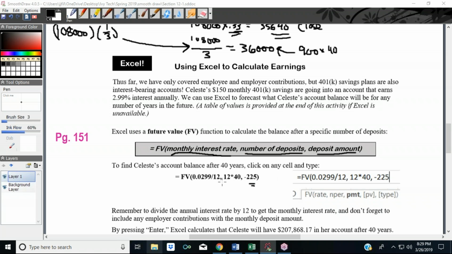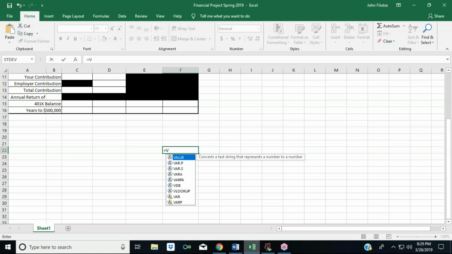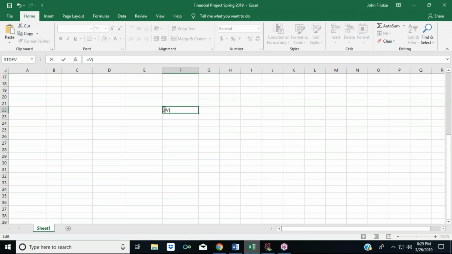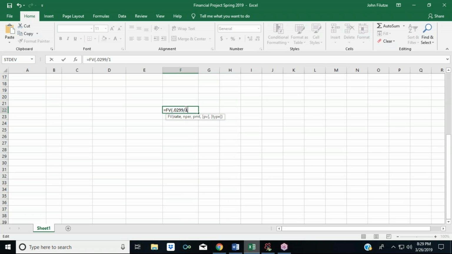And so when we would type that into Excel, actually, let me do that. So I'm going to type that in. So equals, and then FV. Oops, let me put my F in there. FV. And then it was 0.0299 divided by 12, comma, 12 months times 40 years, comma, and then negative $225. And it says her account would be $207,868.17. So again, it looks like this.